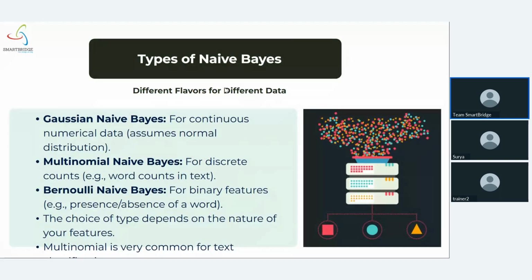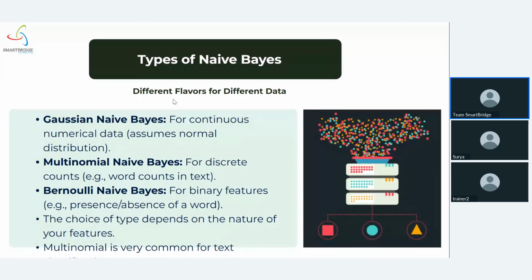So we'll be having different flavors of data. That is Gaussian naive Bayes, multinomial naive Bayes, Bernoulli naive Bayes. For continuous numerical data, we'll be using Gaussian naive Bayes. For discrete, we'll be using multinomial. For Bernoulli, we'll be using presence and absence of a word, for binary features, whatever you're having. Suppose it might be a yes or no, a 0 or 1, then you'll be using Bernoulli naive Bayes. While coming to multinomial naive Bayes, you'll be using it whenever you're having categorical data. Hope you understood this, right.